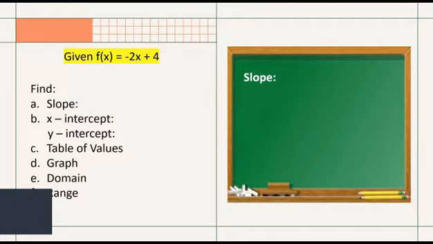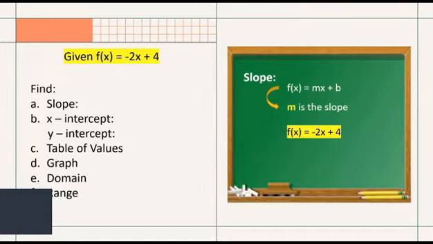For the slope, how to find the slope? Let us recall f of x equal to mx plus b. If you remember the slope-intercept form, m is our slope. Then our given function f of x equal to negative 2x plus 4, and the slope is negative 2. Sulat na natin siya dyan.